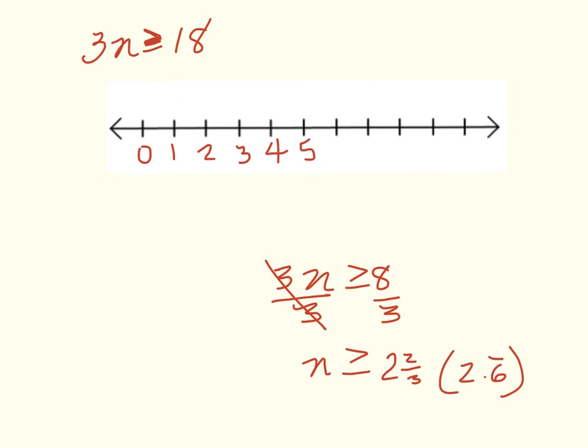Let's maybe do one more. And then n is going to be greater than that. So that means that I need a circle on the 2 2/3, which is going to go here. But because it could be equal to that, I have to fill in my circle. So it has to go in a positive direction, and is going to be greater than 2 2/3. And there it is. Okay, one more, and then we're done.